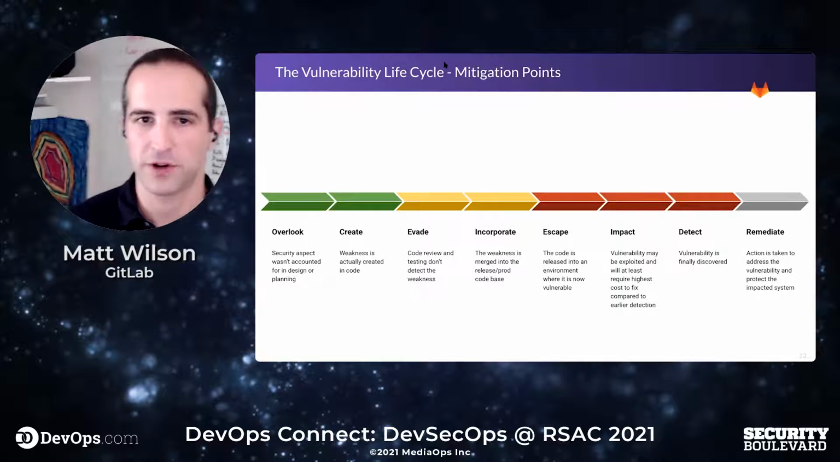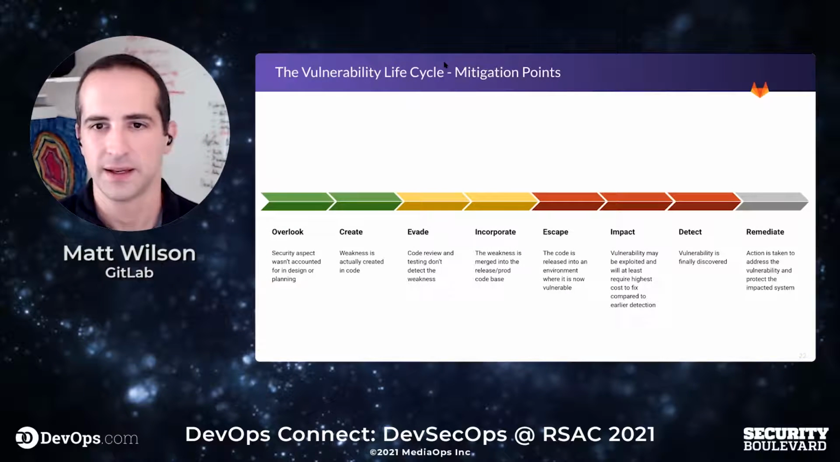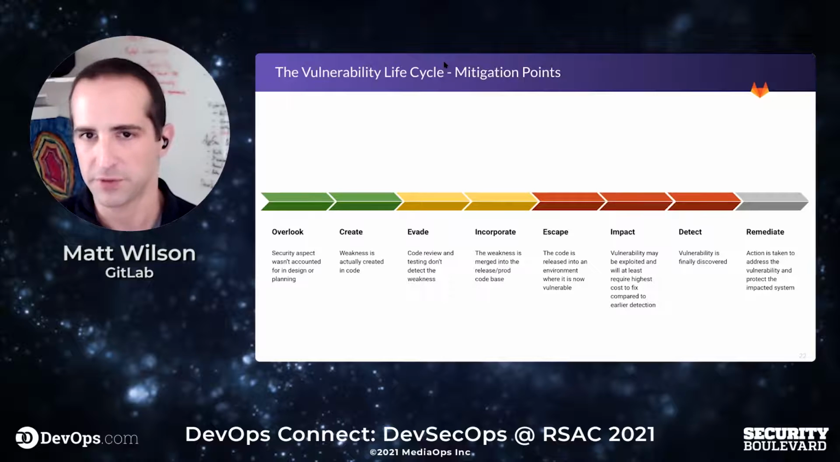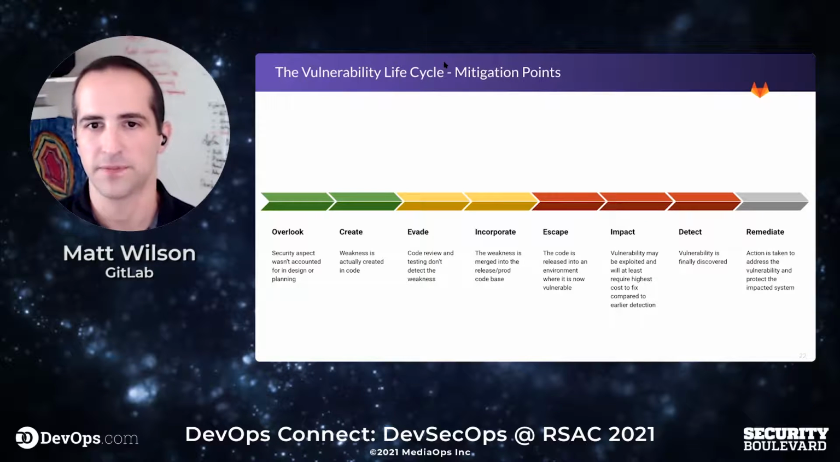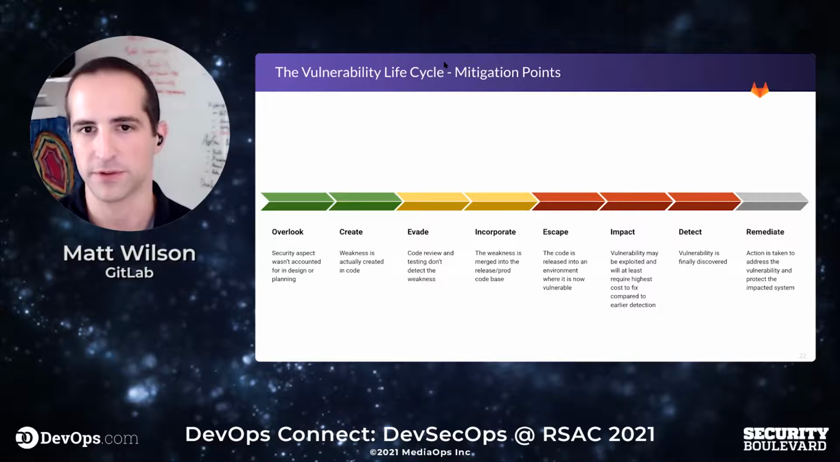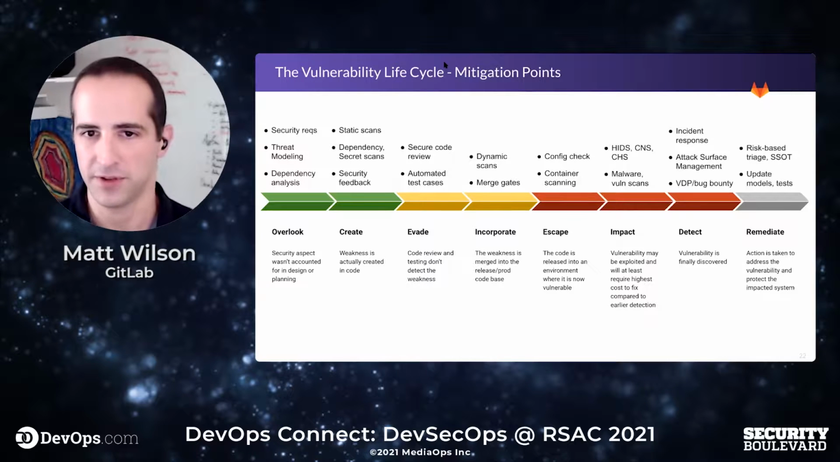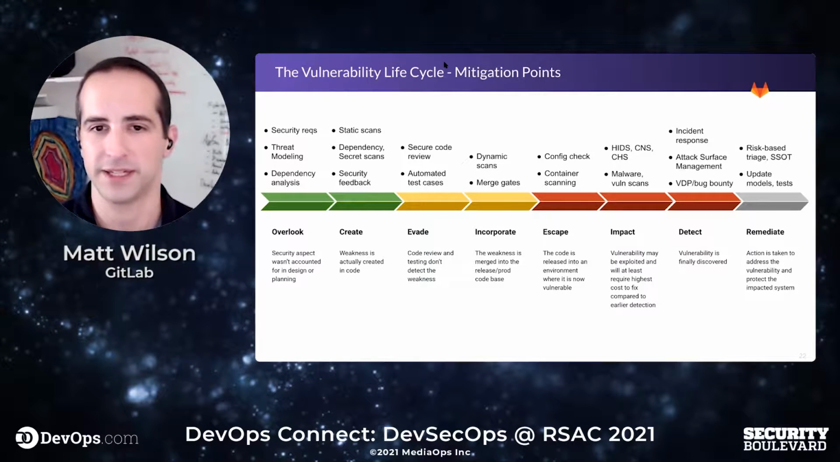So we're going to go back to where we started with the vulnerability lifecycle. Now, of course, the goal is going to be to stop vulnerabilities before they ever get a chance to progress, where the impacts and the costs are going to be lowest. But of course, this isn't possible 100% of the time.